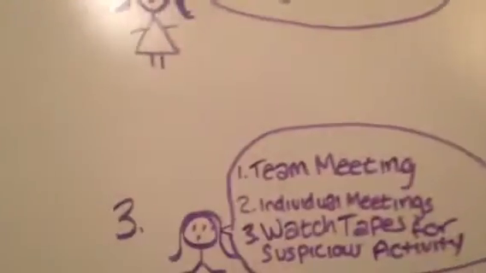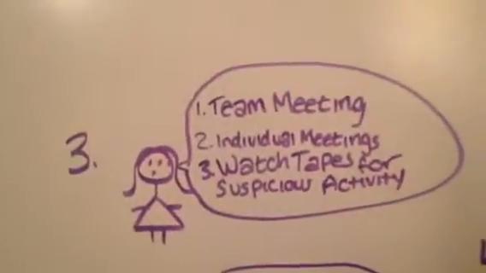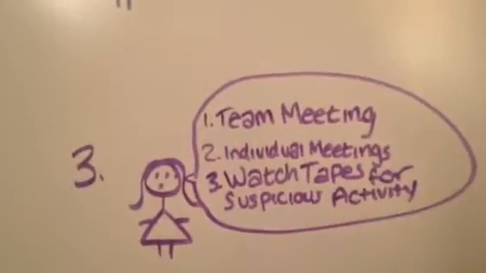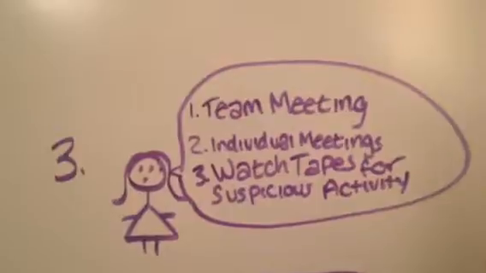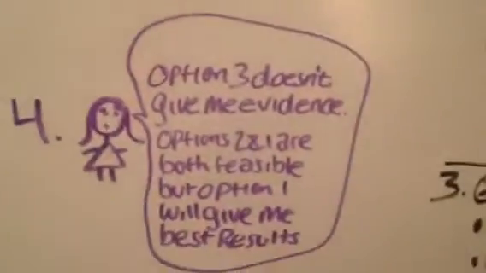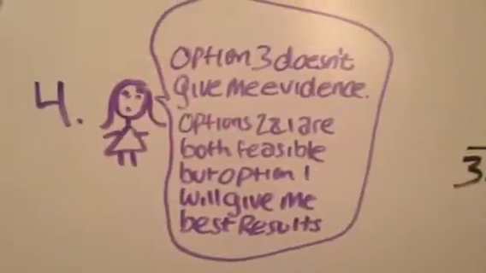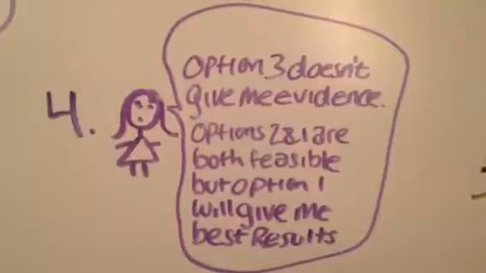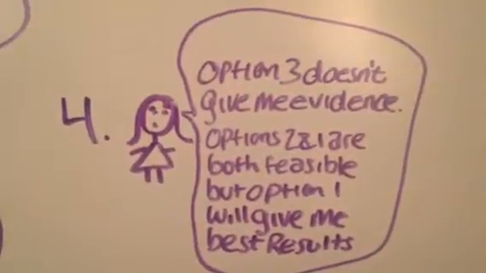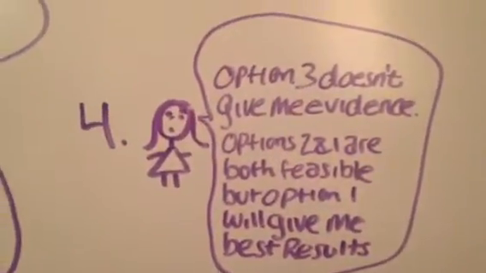Step 3, she generates the alternatives. She says she could have a team meeting, she could have individual meetings with each of her staff, or she could watch the tapes for suspicious activity. Step 4, she analyzes the alternatives. Option 3 doesn't give me any evidence. It just doesn't really help. Options 2 and 1 are both feasible, but option 1 will give me the best results.